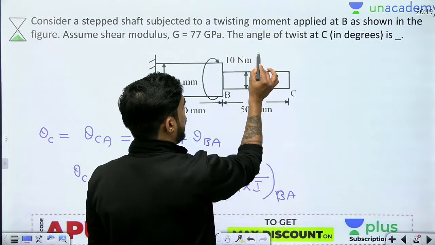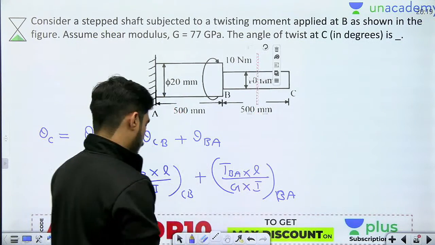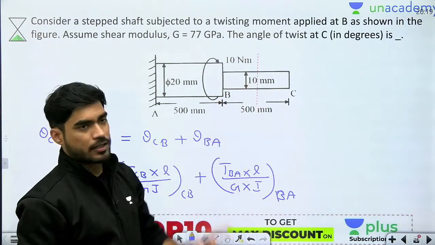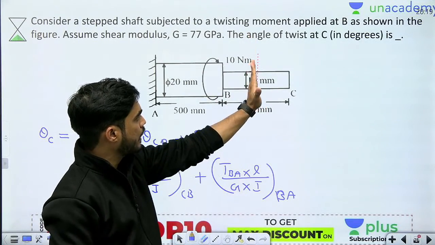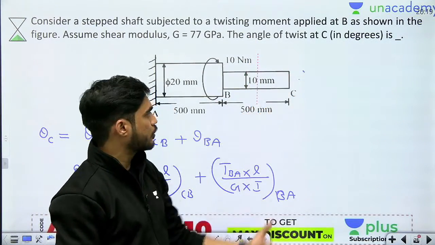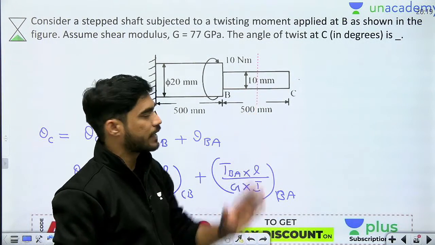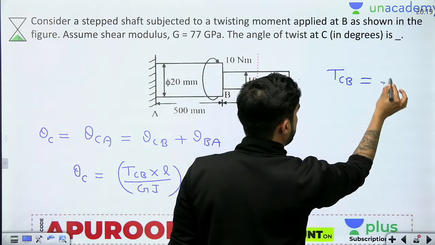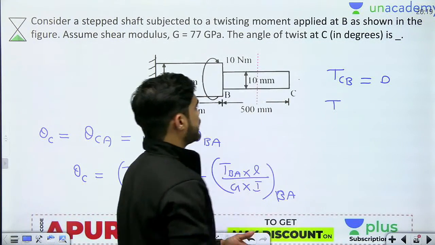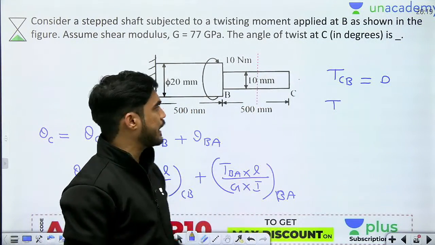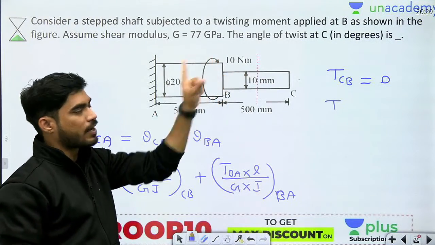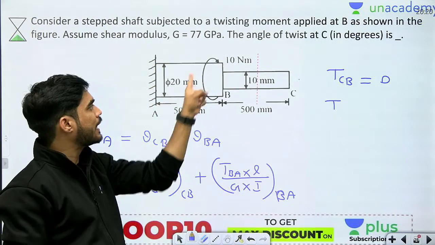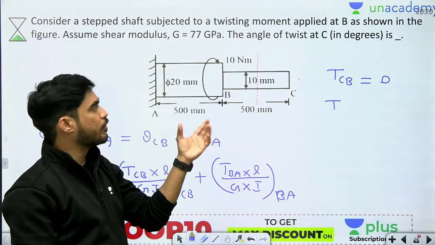So let's consider a plane between BC. So what will be the internal torque in BC? Can you tell me internal torque in BC? If I consider a plane here on the right side, what is the torque? Right side is plane के torque कितना है? 0 है. So TCB will be 0 because there is no torque on the right side. अब left side अगर आप बोलोगे एक torque लग रहा है तो उसको resist करने के लिए यहाँ एक opposite reaction भी तो आएगा. तो 10 minus 10 0 ही हो जाना है.